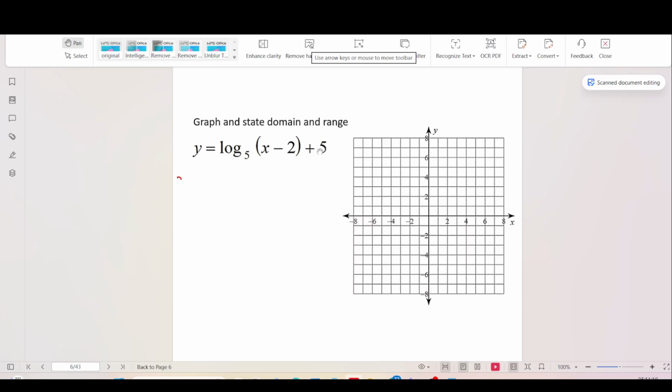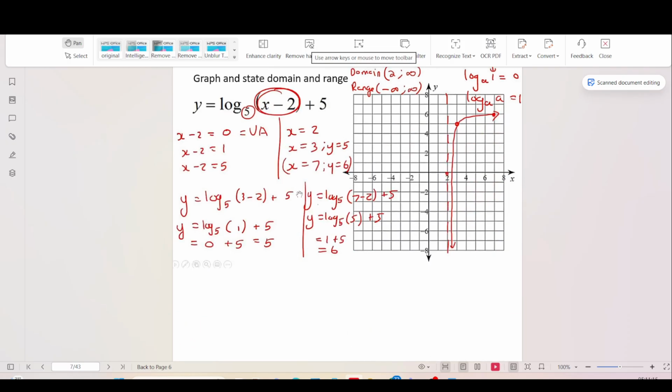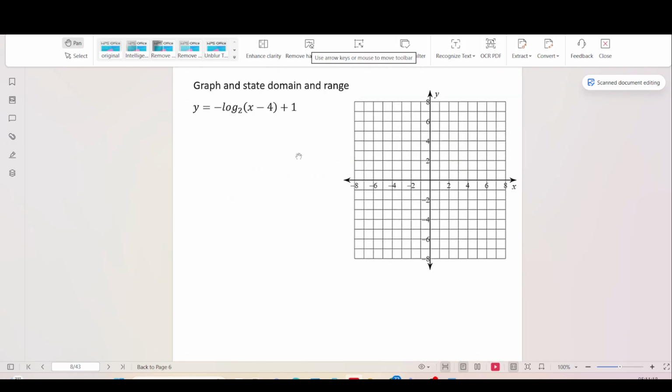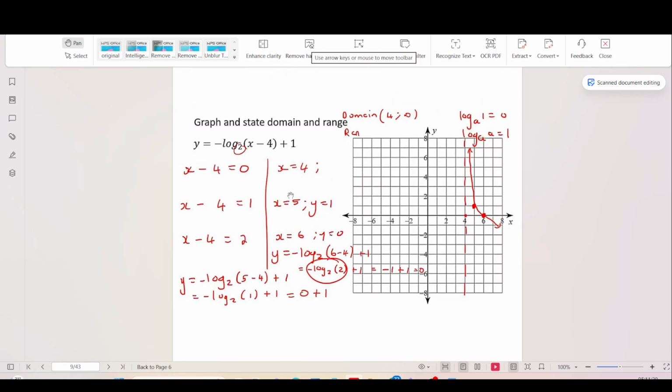That is only in a rational function and in an exponential function. There is no horizontal asymptote in log. What is the asymptote in this case? Asymptote is positive 4, yes, positive 4.